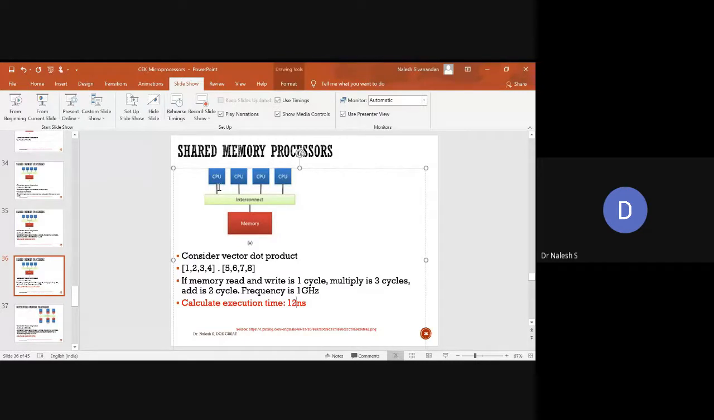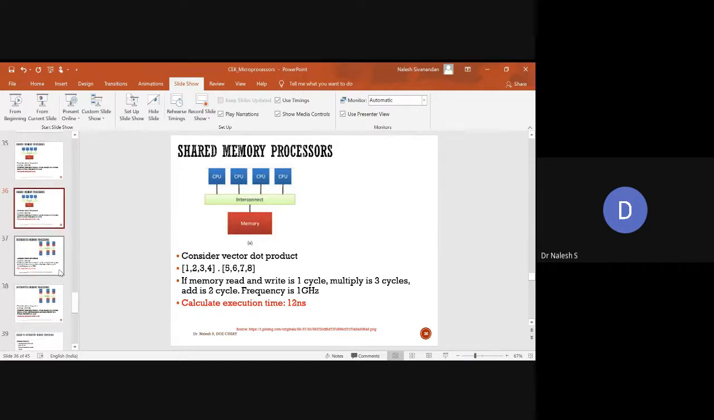But if it was a sequential processor, it needed to read 8 data, so 8 cycles, multiplication 4 into 3, 12 plus 8, 20 cycles, 1 addition, 22 cycles, write back the data, 23 cycles. So instead of 23 nanoseconds, now it takes only 12 nanoseconds. Okay, so this is how shared memory improves your performance.